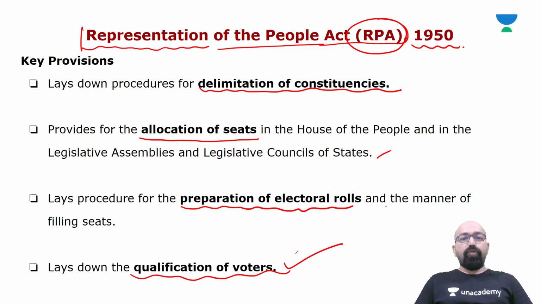Yes. So these are the key provisions: it lays down the procedure for delimitation of constituencies, provides for the allocation of seats in the House of the People and in the legislative assemblies and legislative councils of states, lays down the procedure for the preparation of electoral rolls and the manner of filling seats, and lays down the qualification of voters.